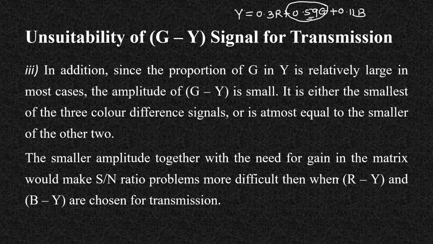This is when you are combining R minus Y and G minus Y, and when you are combining B minus Y and G minus Y. That's why R minus Y and B minus Y, these two signals, are chosen for the transmission. So this is all about the color difference signals and the unsuitability of the G minus Y signal.